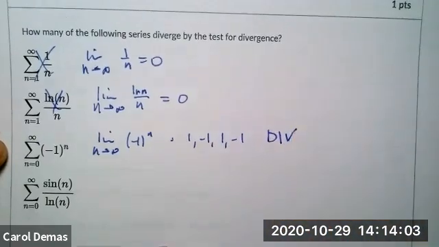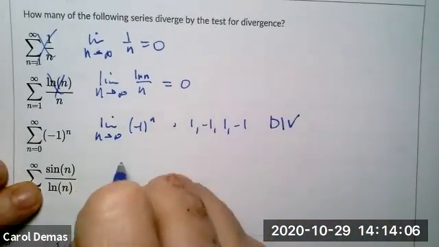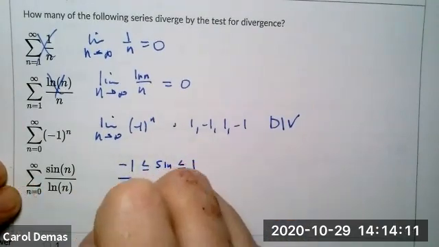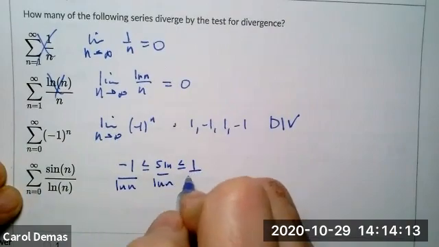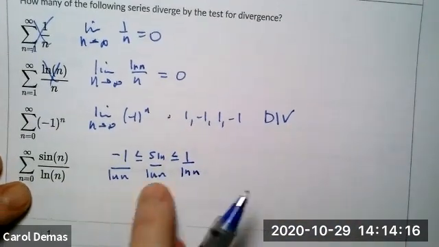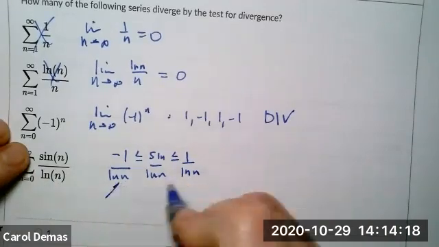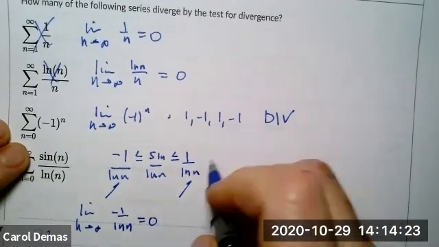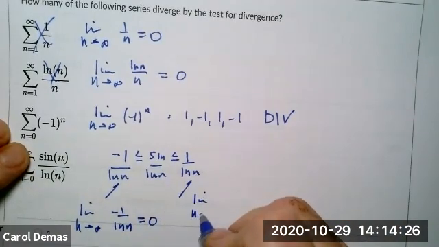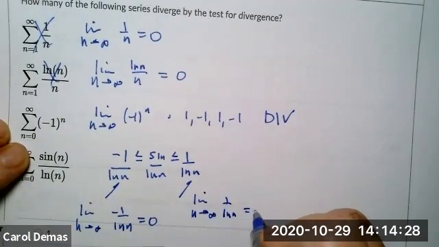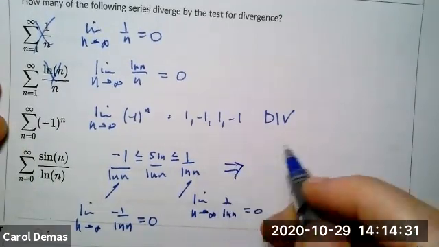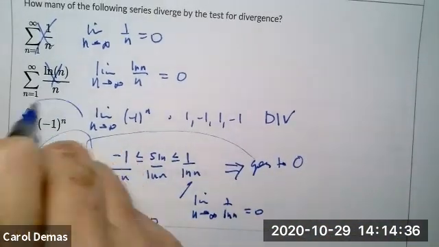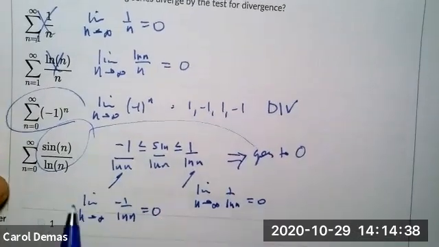This one diverges. Okay, for this one, we know we can do squeeze theorem. Sine is always trapped between negative 1 and 1. Divide all 3 pieces of this 3-way inequality by log of n, and you can take the limit of these two, and that's going to 0. Likewise for this guy. I think by the squeeze theorem, this limit also goes to 0. Okay, so the answer here was that only one of them diverged.